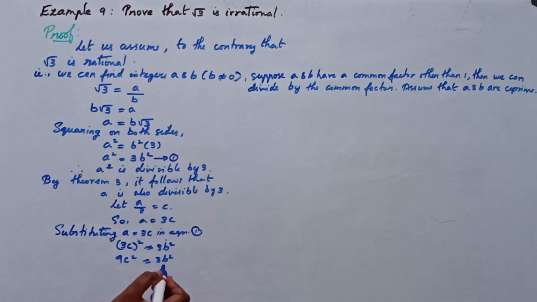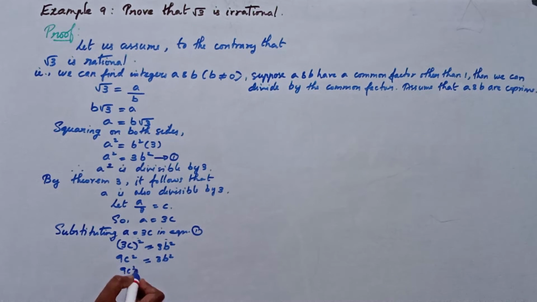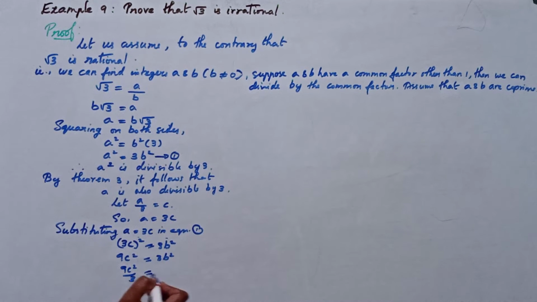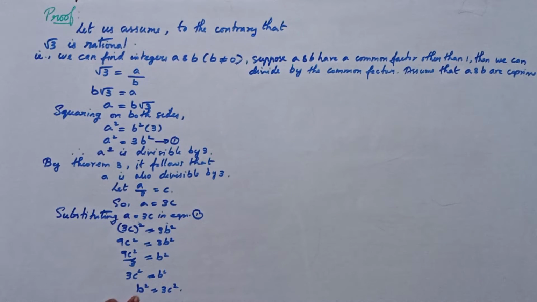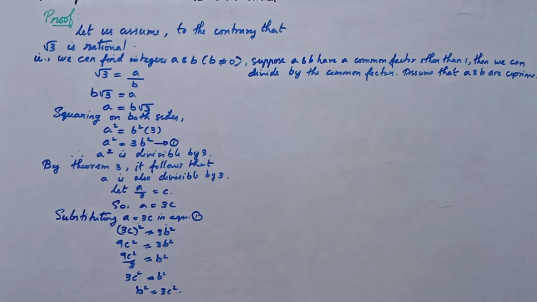Now from this you need to find what is b square. Okay, so 9c square by 3 is equal to b square. Now if you cancel this, you will get 3c square is equal to b square. That means b square is equal to 3c square. Okay, so from this you can say very clearly that b square is divisible by 3. Therefore, b is also divisible by 3.